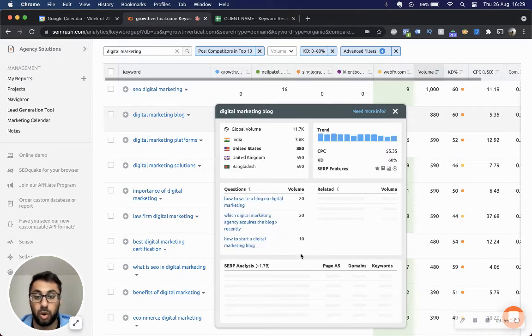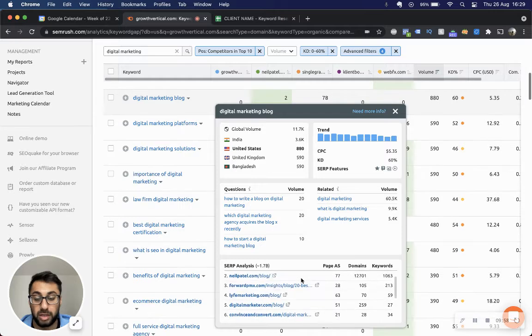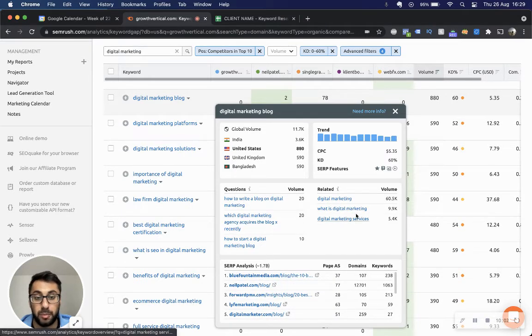What does he do on that page, right? So you can then see, hey, what sort of questions are related, what sort of questions are popping up, what's the related terms to it, how does he rank, right? So he's got around a page authority score of about 77. He's got about 127,000 domains linking back, and then he's got about 1,000 keywords that are ranking, right, for that particular page.